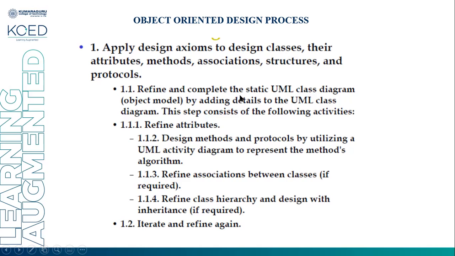1.1, refine and complete the static UML class diagram. That means the object model. Refine and complete the static UML class diagram by adding detail to it. This step consists of the following activities. This 1.1 contains a set of sub-activities. The first one, refine the attributes which were identified during the analysis phase.